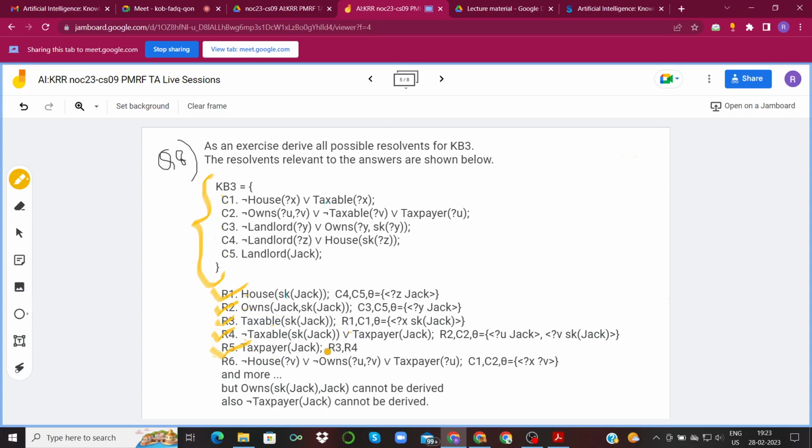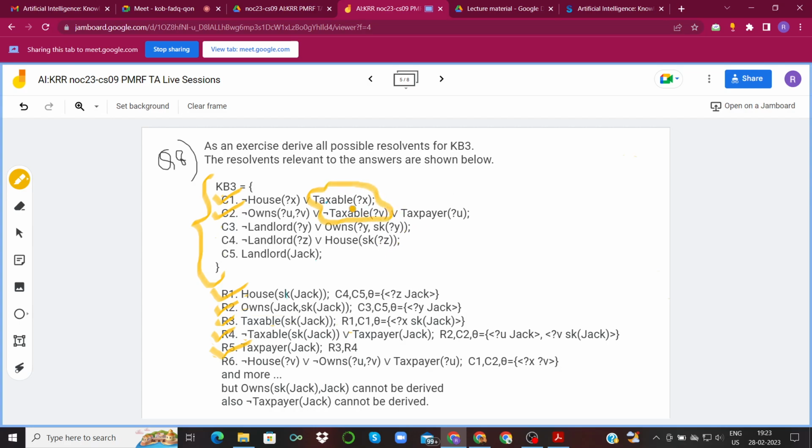So we have arrived at taxpayer Jack. Now we will use C1 and C2, and we will substitute X with V. So what will we have? If we substitute this X with V, we will do away with this taxable and not taxable part.